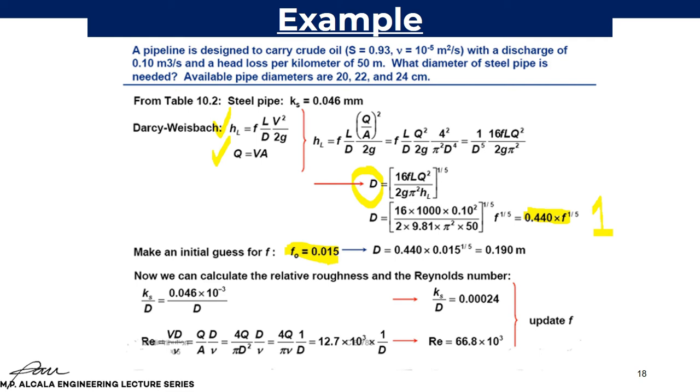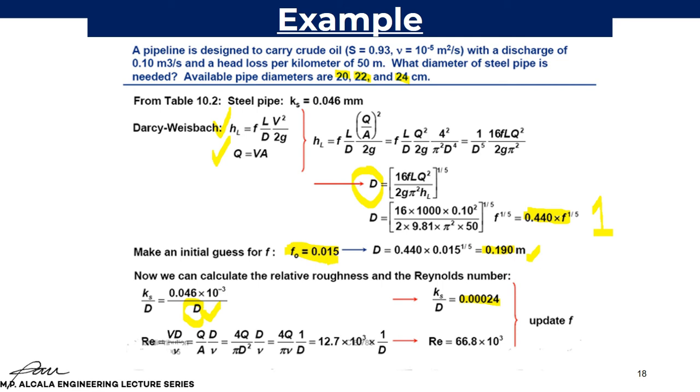Now, you can have an idea here, class, because this diameter is close to the given options. So it is safe to say to have a friction factor guess that will give you a diameter close to these values. So take note of that. Now we can calculate the relative roughness and the Reynolds number. Since the roughness is dependent on D, inputting the 0.190 here will give you a relative roughness of 0.00024.